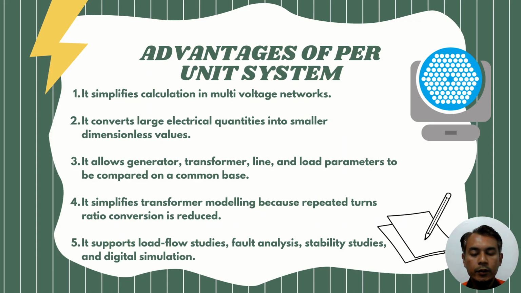For the advantages of the per unit system, I have listed 5 points. Number one, it simplifies calculation in multi-voltage networks. Number two, it converts large electrical quantities into smaller dimensionless values. Number three, it allows generator, transformer, line, and load parameters to be compared on a common base, which is 100 MVA. Number four, it simplifies transformer modeling because the turns ratio conversion is reduced. The last one is it supports load flow studies, stability studies, and digital simulation. That's all. Thank you.